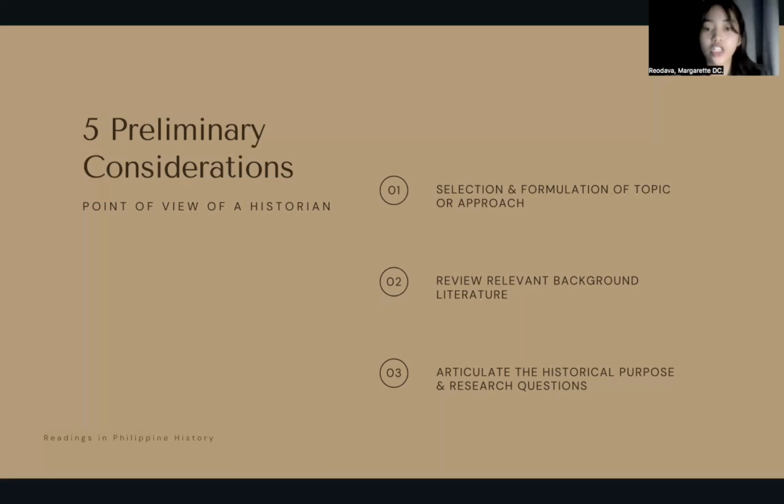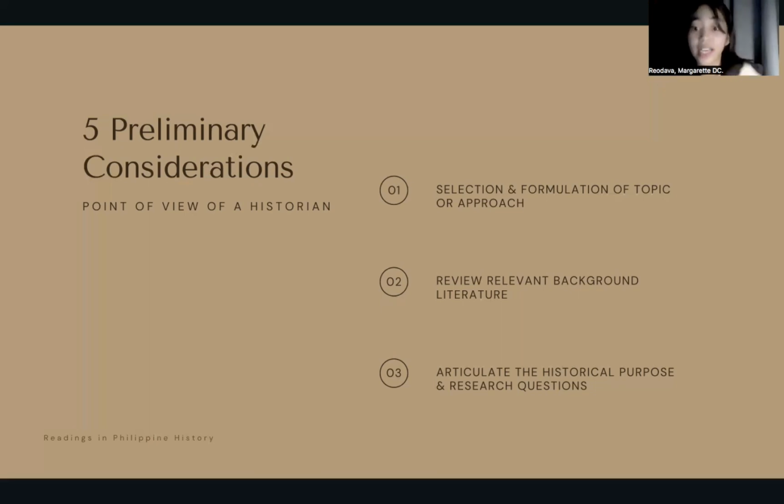Now we have the review of relevant background literature. In this stage, it is essential for us to search for relevant publications, further researches, studies, and articles regarding our topic as well. Kasi dito tayo makakakuha ng iba pang sources.